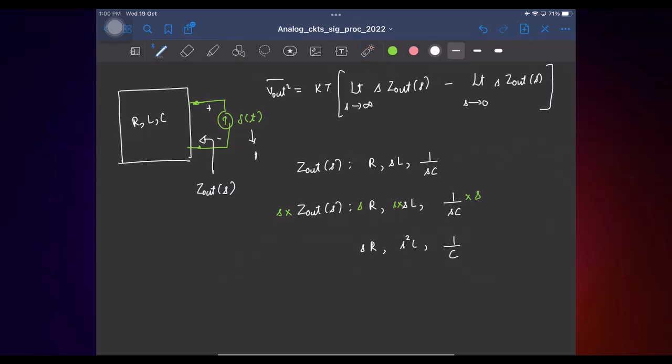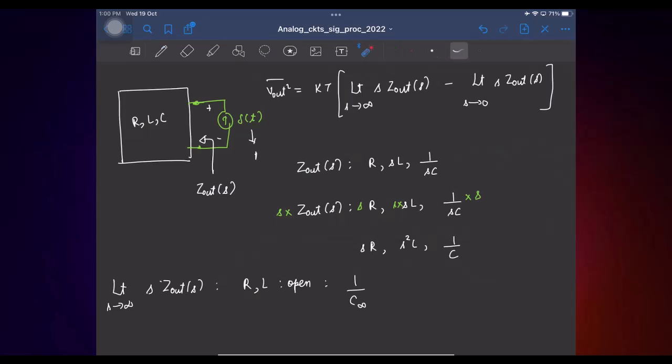So you can find this, basically the limit S tends to infinity of S times Z out of S, by opening all the resistors and inductors and finding what is the remaining capacitance present, right? So R and L are opened and you find what the capacitance is. So 1 by that capacitance is this, okay? And since we are making the resistors and inductors open, this is labeled as C infinity, okay?